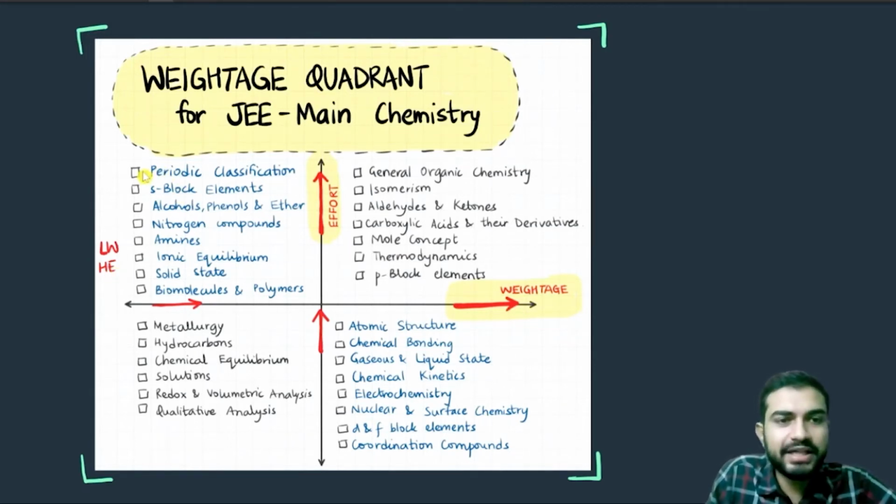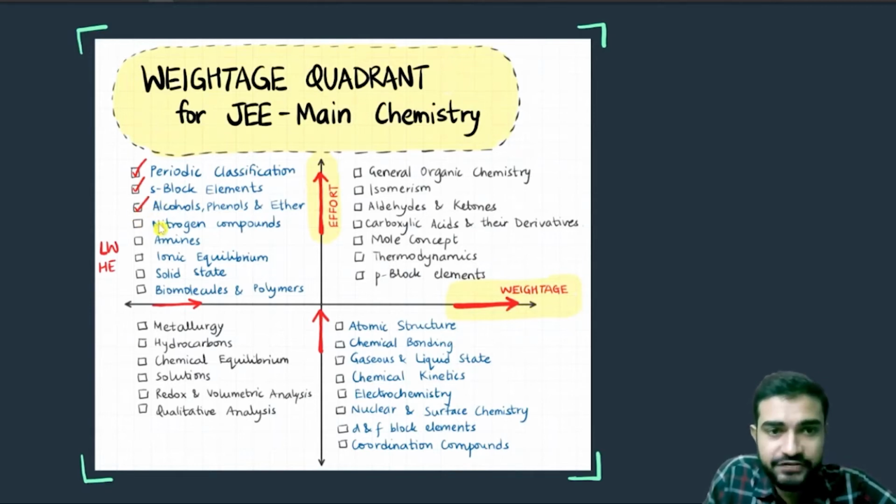The topics which are included are as follows. First is periodic classification. Second topic is S block elements. Then we have alcohols, phenols and ether. Then we have nitrogen compounds, amines. We have ionic equilibrium. We have solid state. We have biomolecules and polymers.